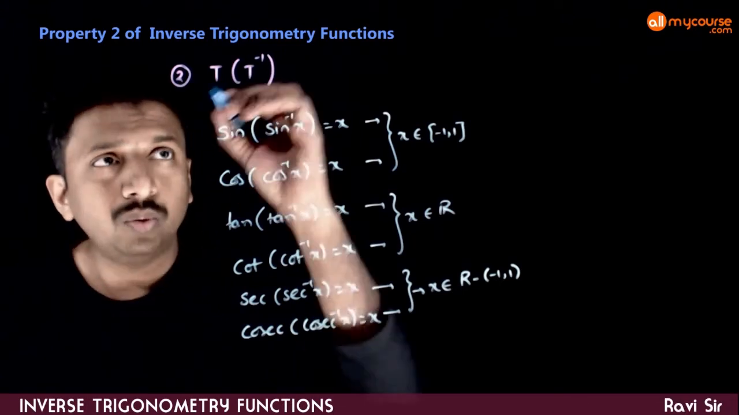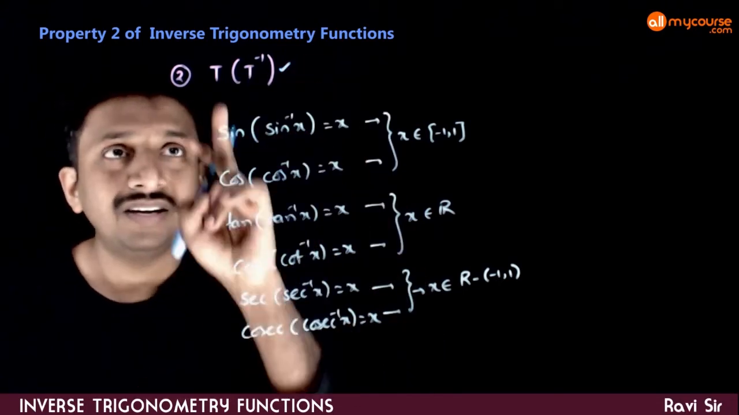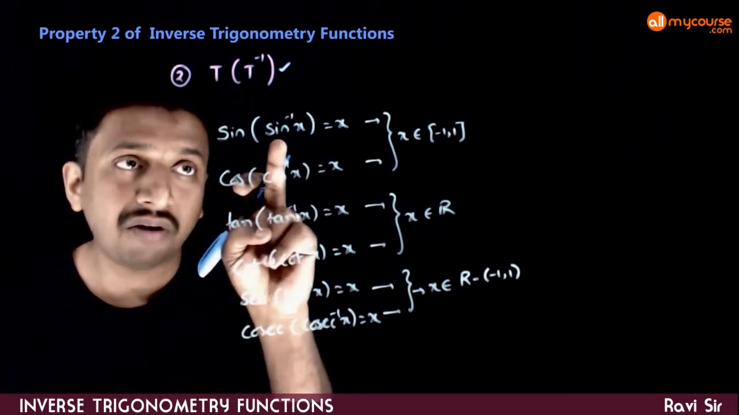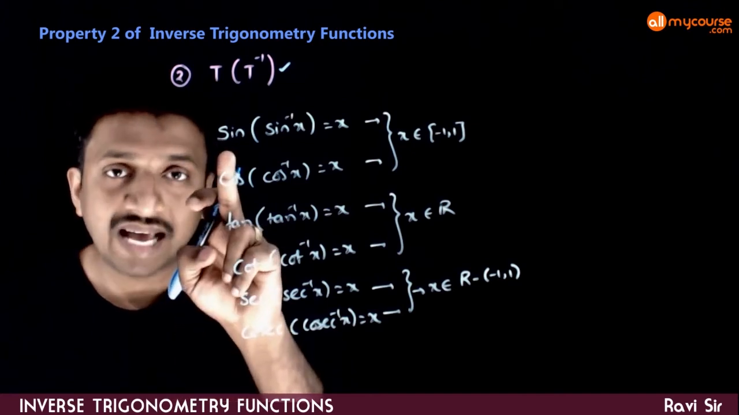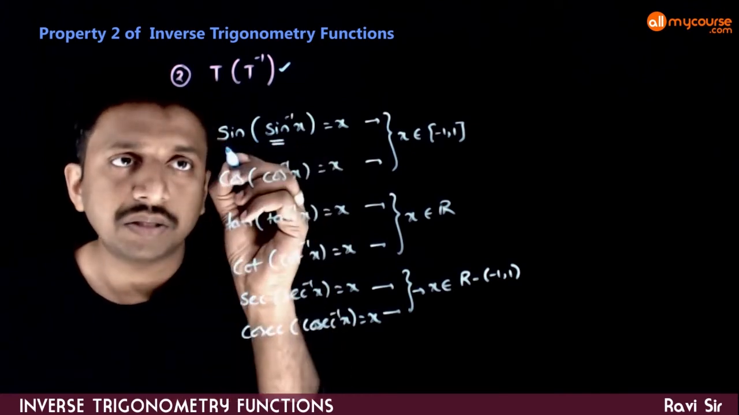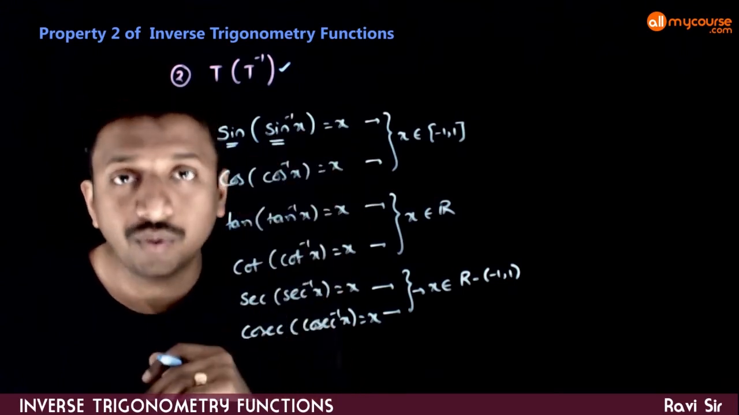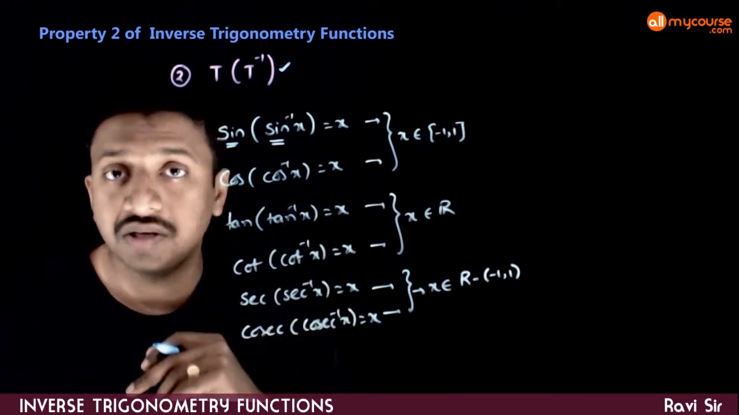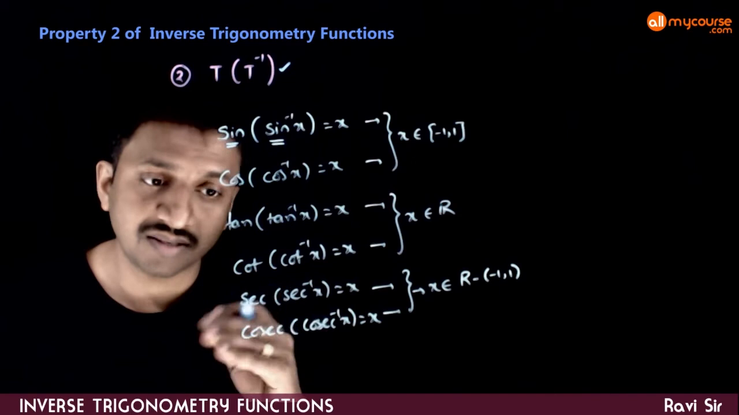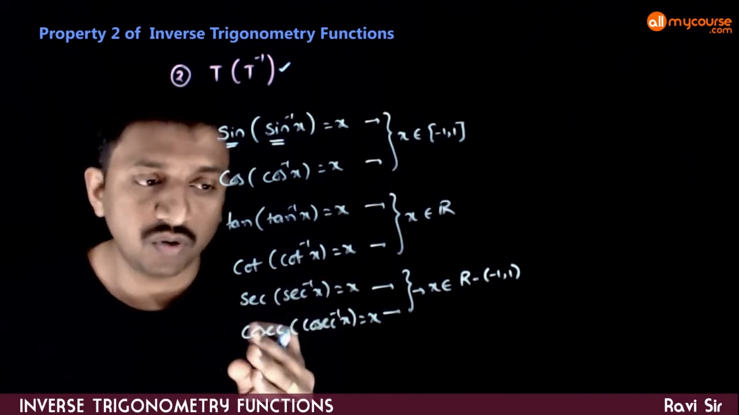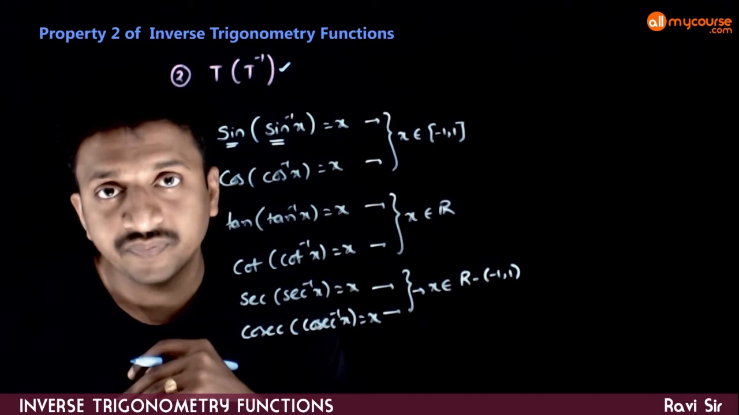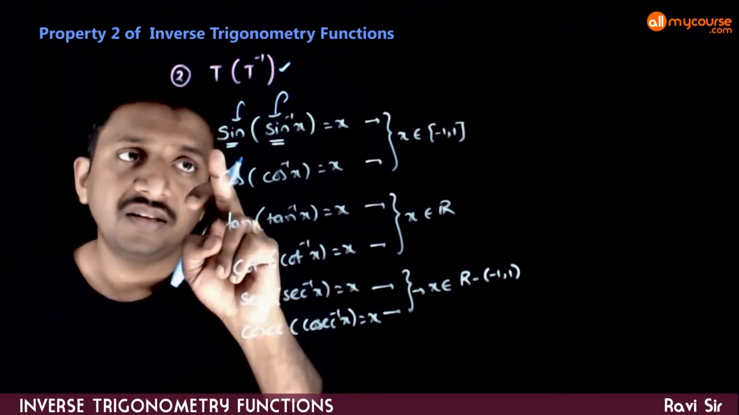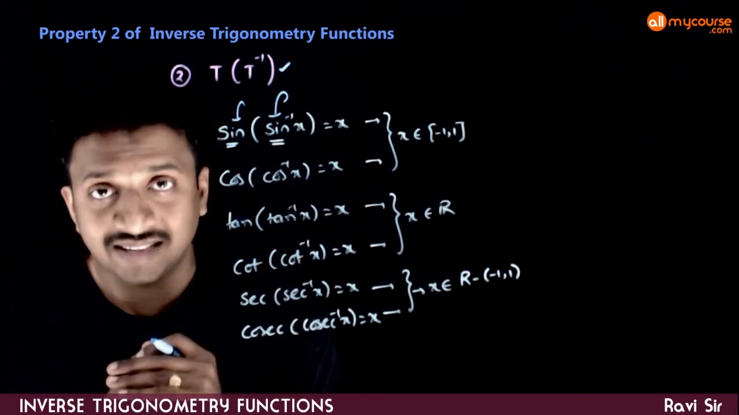So property 2 corresponds to the simplification of T of T inverse. It is something like sine of sine inverse x. So you have a sine here, and a sine inverse inside. Sine of sine inverse x is equal to x. Cos of cos inverse x is also equal to x. Tan of tan inverse x is also x. Cot of cot inverse x is x. Secant of secant inverse x is also x. Cosecant of cosecant inverse x is also x. That means if the trigonometric ratio is outside and the inverse trigonometric ratio is inside, these two functions get cancelled.